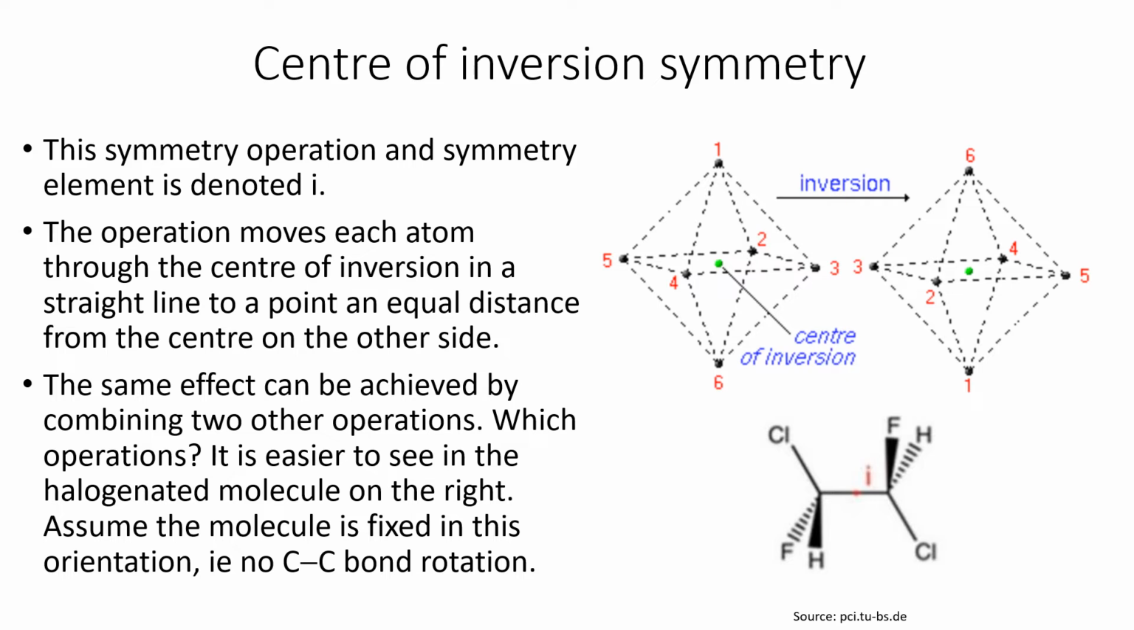So half a revolution around that C2 axis. And then once you've done that and you've got the Cl at the bottom, you'll see that the molecule has got mirror symmetry. And so at that point you can simply reflect the atoms in the mirror and they come out on the opposite side where the atoms are in the molecule. So you can see that the C2 rotation followed by reflection in a mirror which is perpendicular to that C2 axis achieves the same thing as the centre of inversion operation.